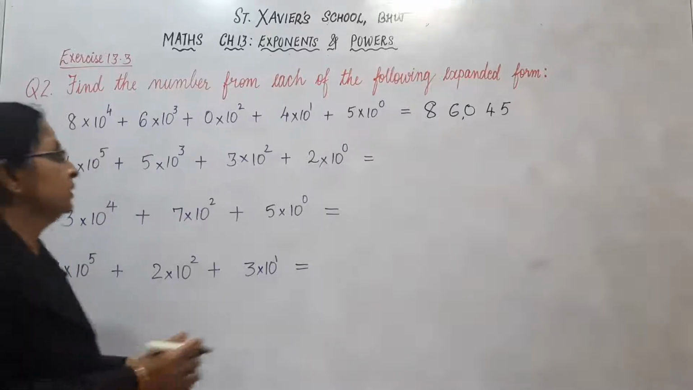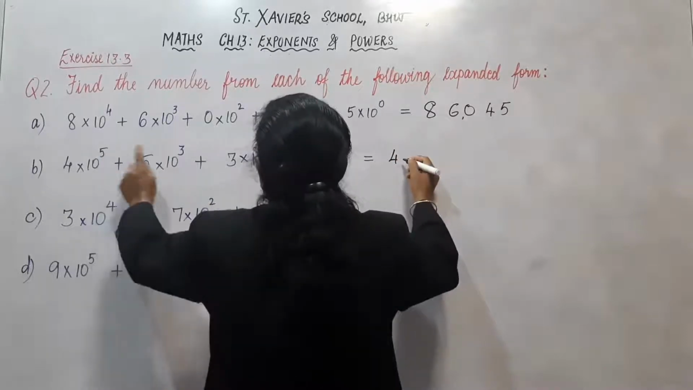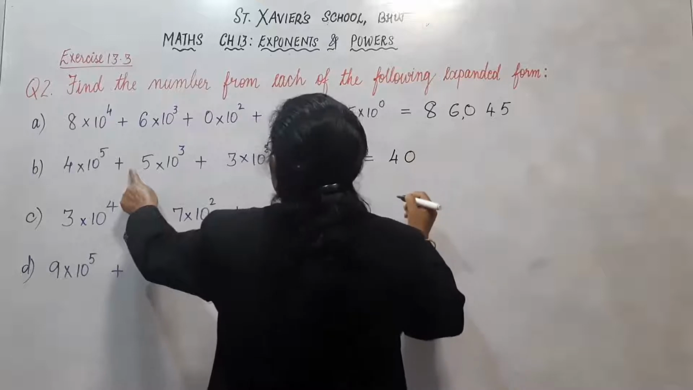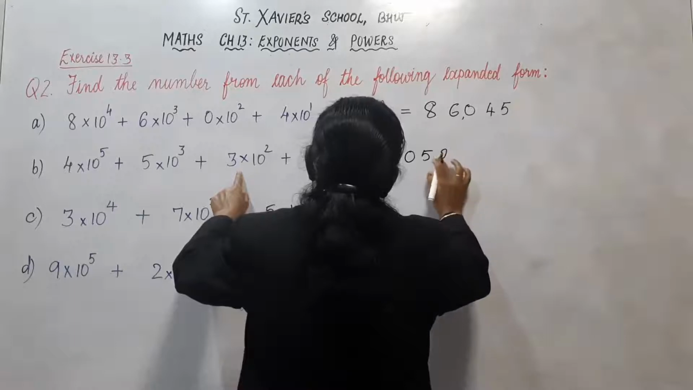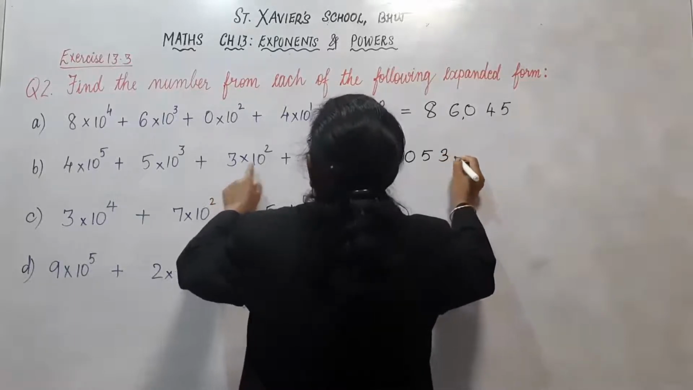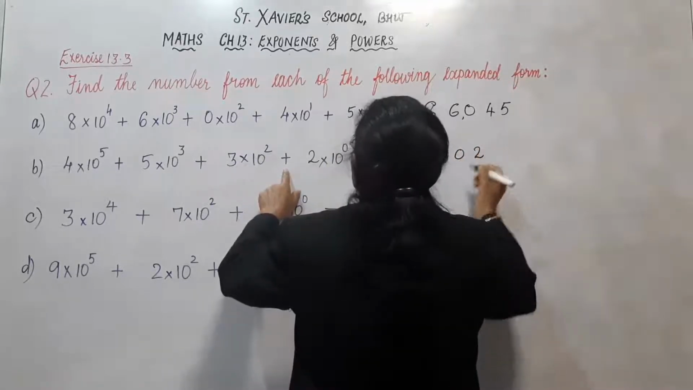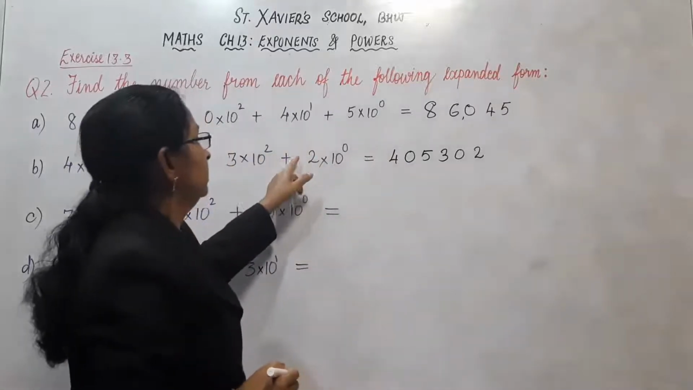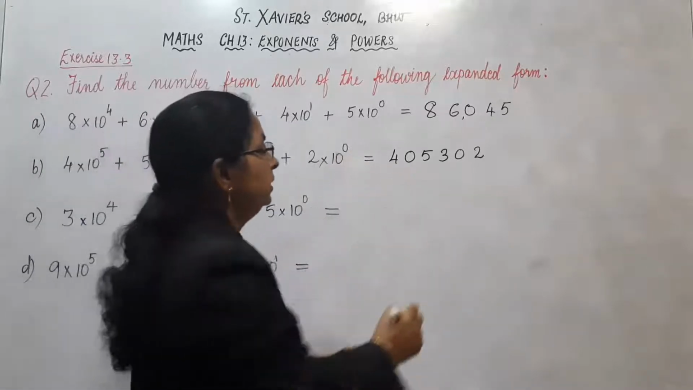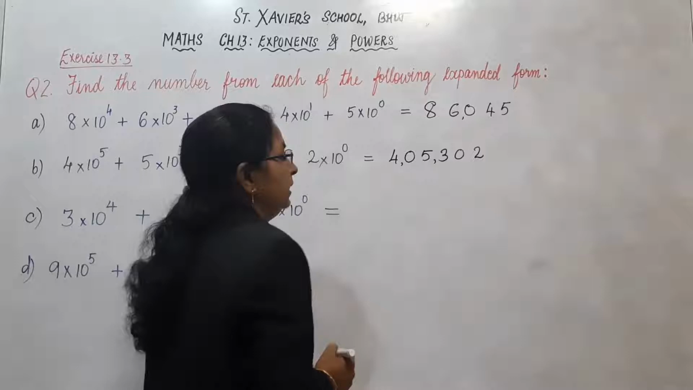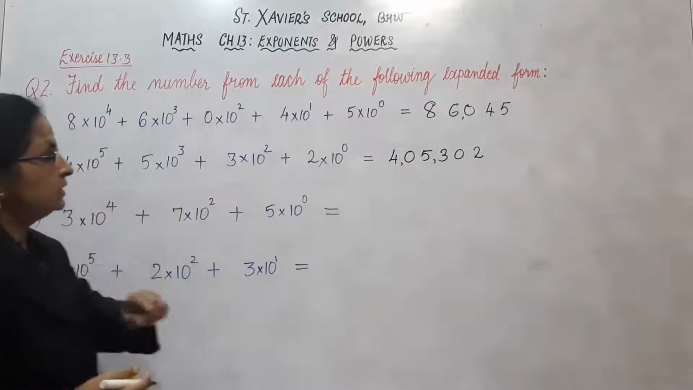Do you follow? So let's write first one 4, fifth power is already written, fourth power is not there, so we are putting 0. Then third power 5, second is 3, then 0, then 2. See, 10 raised to 1 is missing, so we are putting 0. 10 raised to 4 is missing, there also we put the 0. Now the number is 4,05,302. See, total 6 digits are there.